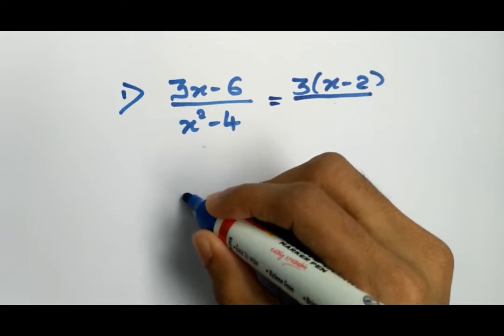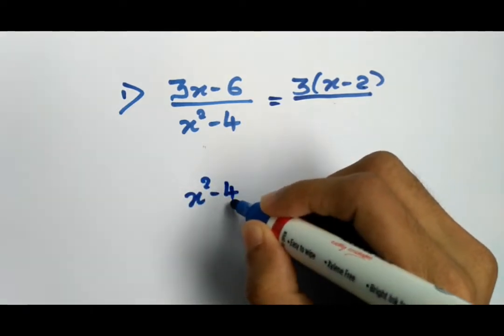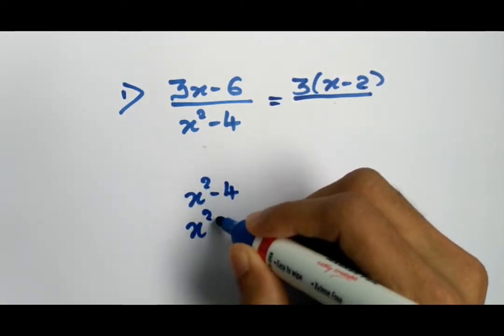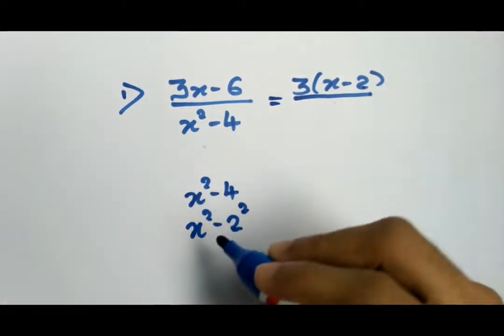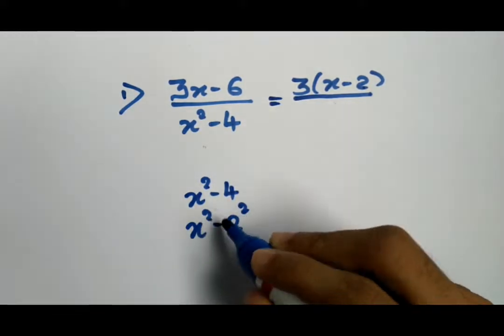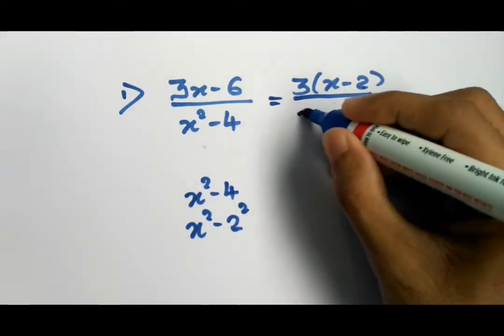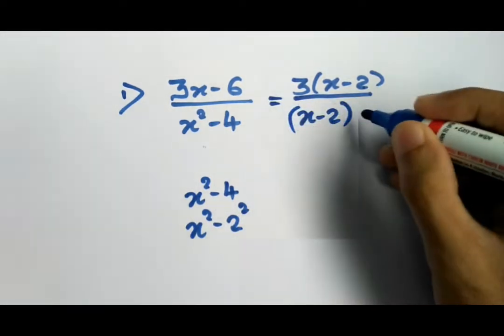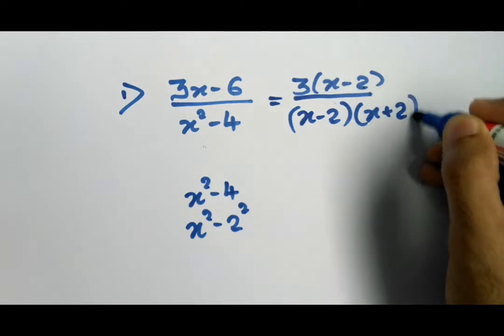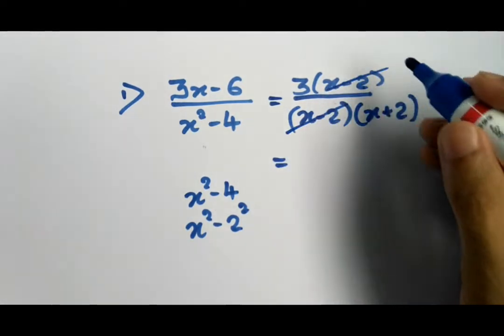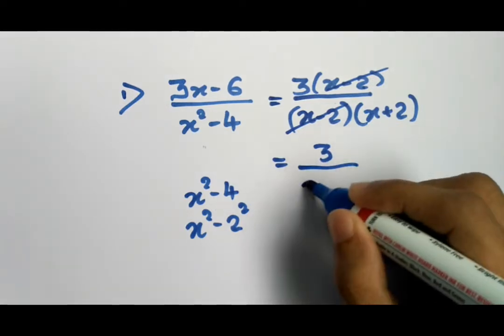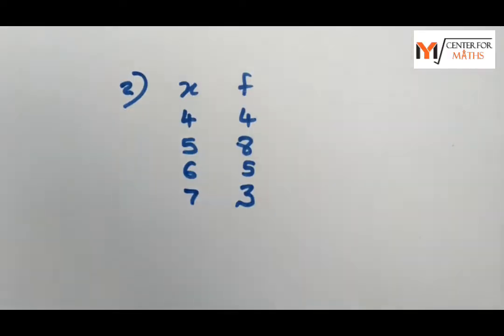And in the denominator we can see x² − 4 is there. x² − 4 means we can factorize like this. Difference of two squares. So x² − 2² means if we factorize, we will get (x − 2)(x + 2). So now this is a bit easy for us to simplify. x − 2 over x − 2 we can cancel. Then 3 over x + 2 is the answer.